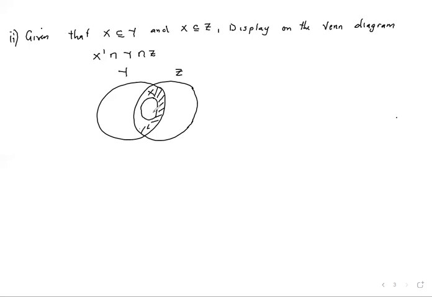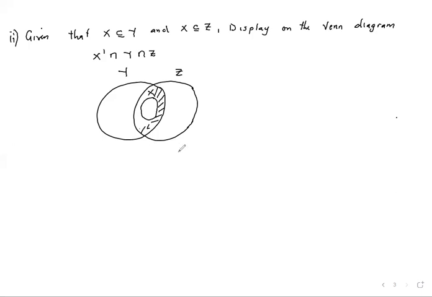Cannot display x intersection y intersection z. This is going to be the display. We have information here: x is in y, x is in z. So you can choose to do this to avoid confusion. This is x, this is z.